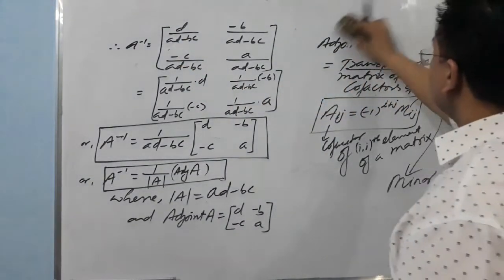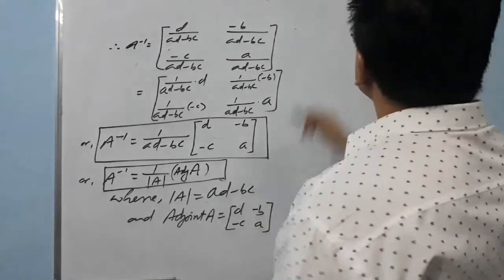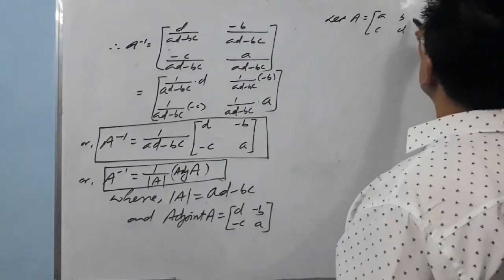Now let us find the cofactors and the transpose of the matrix. So here let A be the matrix A, B, C, D.